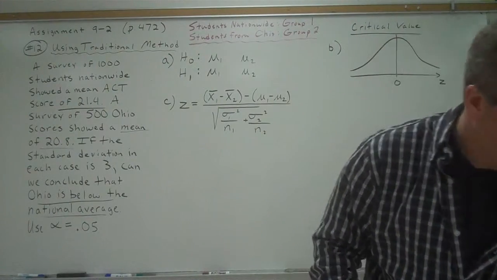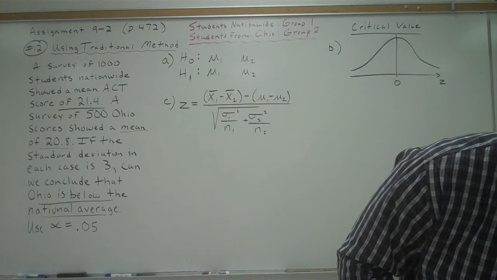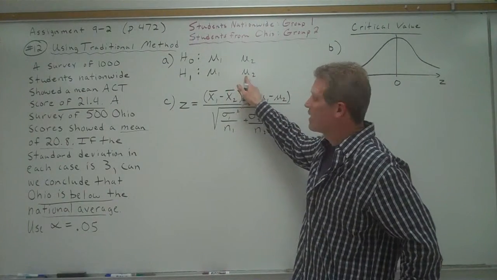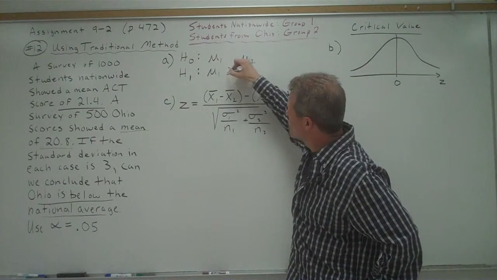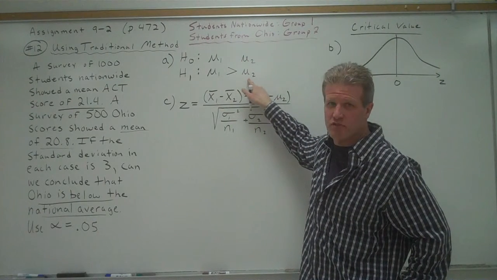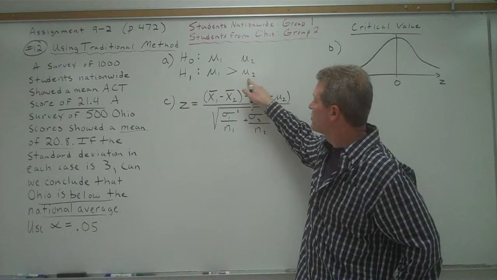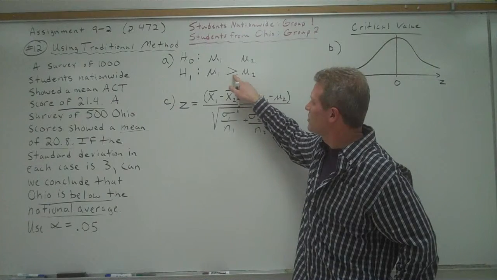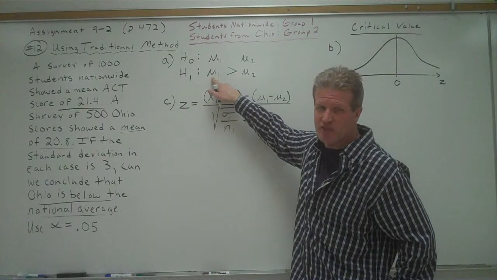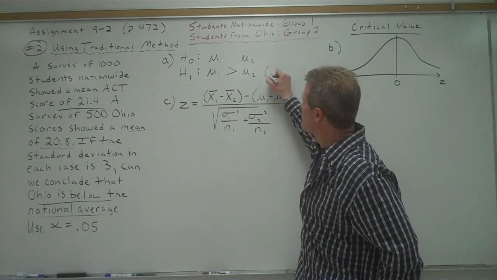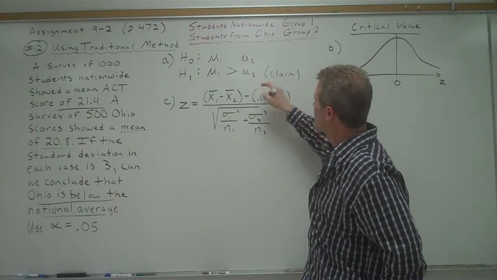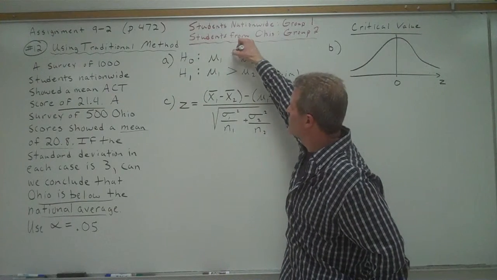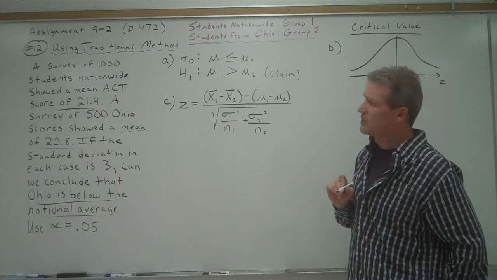Okay, so we're going to start off by saying on this one that if Ohio is below, Ohio is the second group, that our symbol would point this direction. Remember, the pointy end points towards the smaller number, and the open end towards the bigger number. So this is really saying that Ohio is below nationwide, or nationwide students are above Ohio, in other words. So this is our claim, showing that Ohio is below students nationwide. So our alternative hypothesis would use the opposite symbol, less than or equal to.